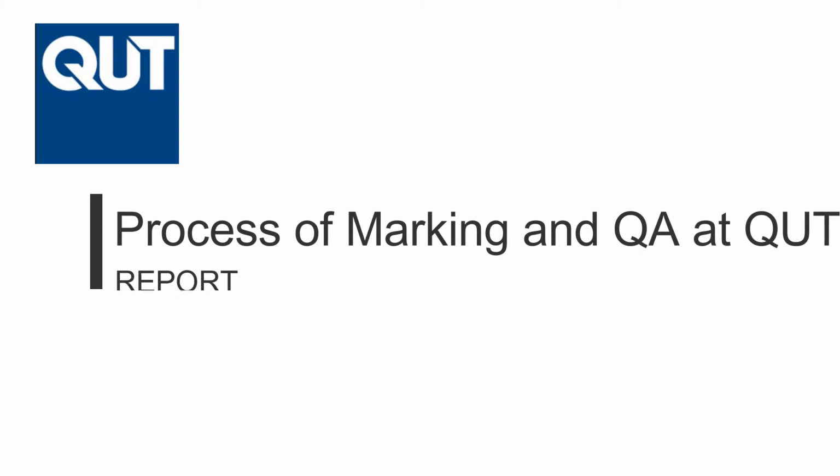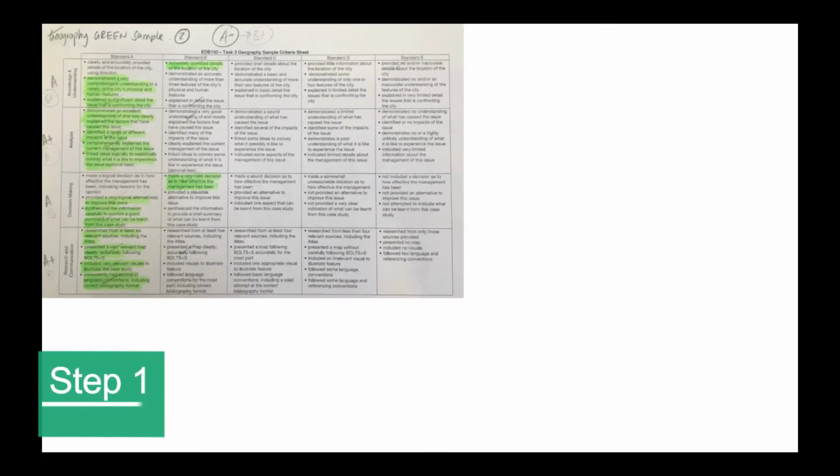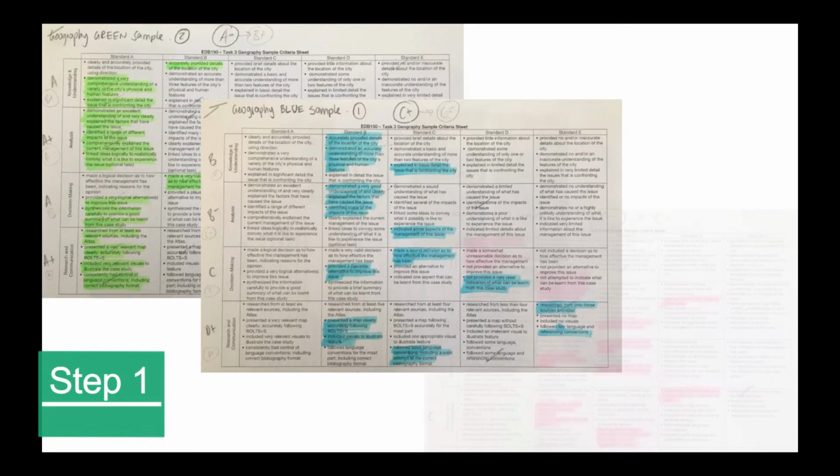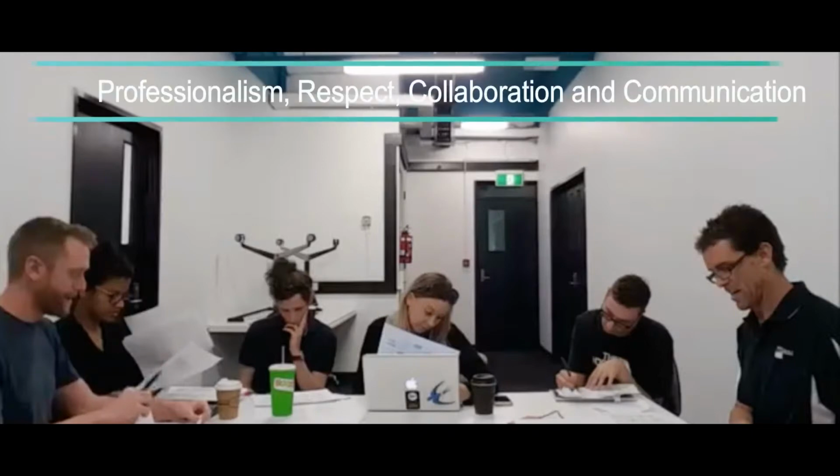The main steps and processes taken when undertaking marking and quality assurance at QUT were as follows. 1. Students undertook individual marking of 3 Year 9 geography work samples. 2. Groups were then formed in accordance to subject areas, and prior to filming the quality assurance meeting, expectations were set surrounding professionalism, respect, collaboration and communication.